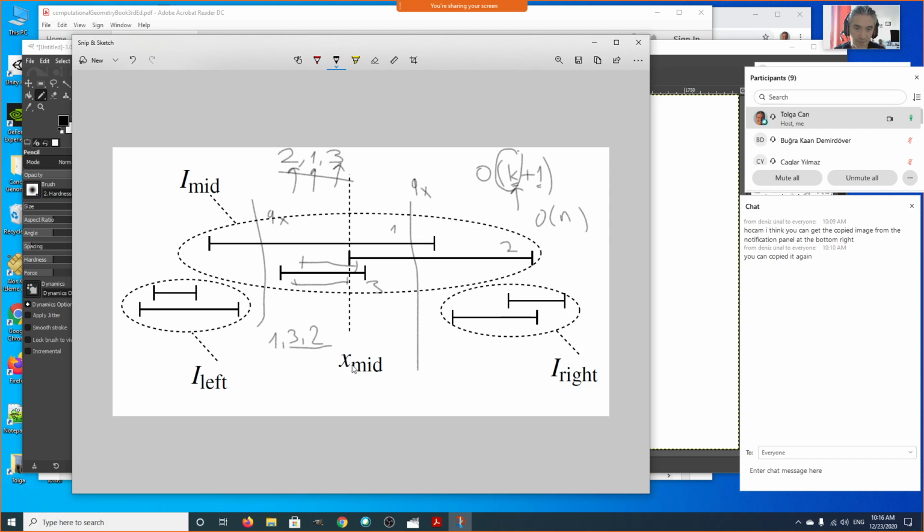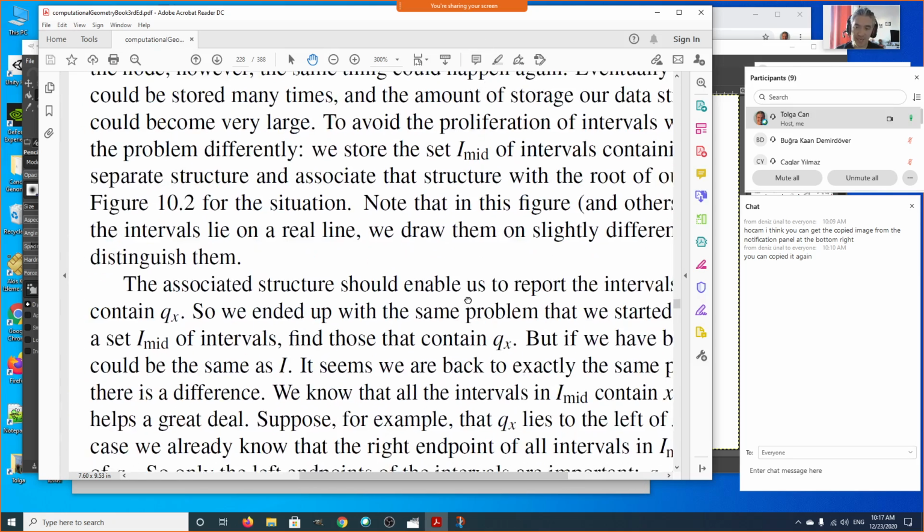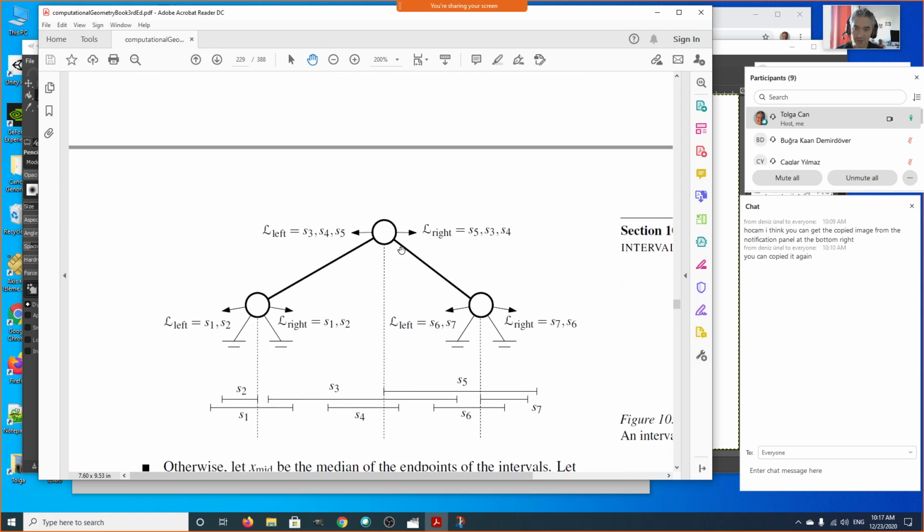So therefore, our solution for an interval tree is that we recursively build trees and partition the intervals into 2. I left and I right are strictly to the left and to the right. And I mid is the set of intervals which contain X mid in their interior or at their beginning or end points. And the associated structure in my tree for I mid is 2 sorted lists. Here is an example for that in the book. These 2 sorted lists we call L left and L right.